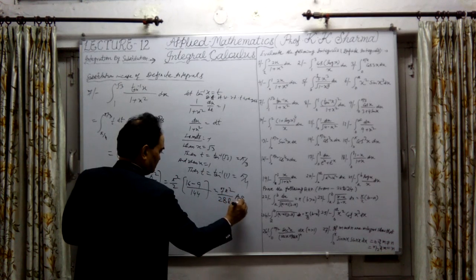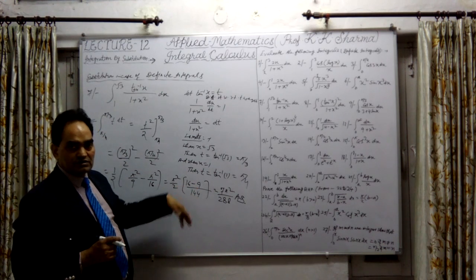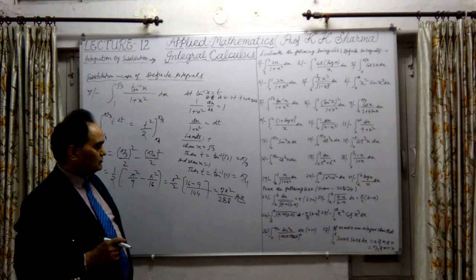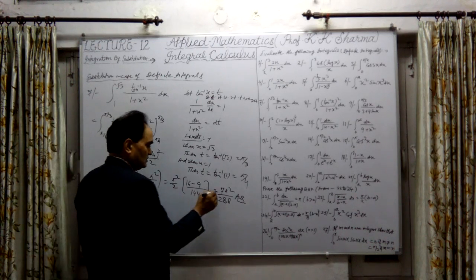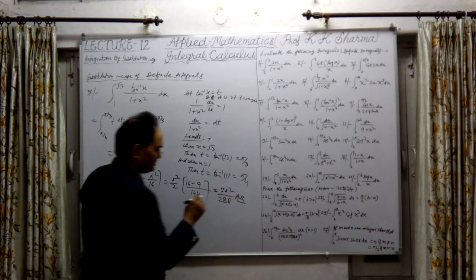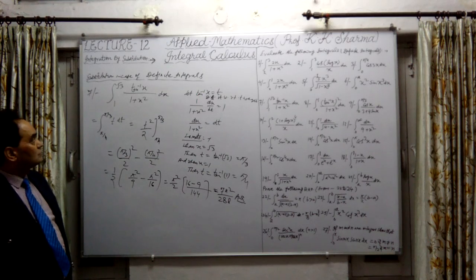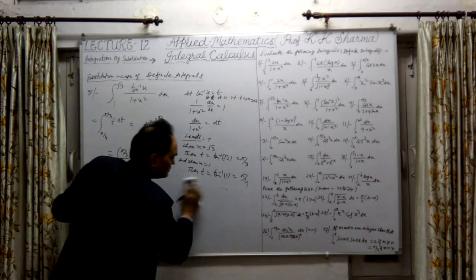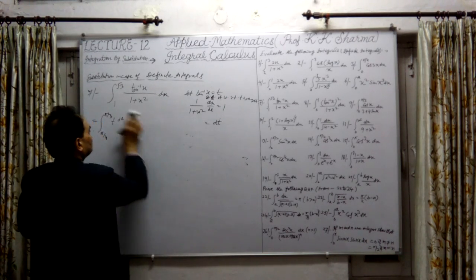This is the answer here. 16 minus 9 means 7, so 7 pi square upon 2 into 144, that is 288. Final answer: 7 pi square upon 288. Okay, this is the answer. Question number 7 is solved. Now let me talk about question number 8.